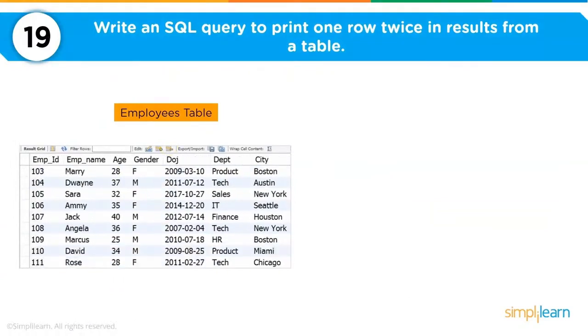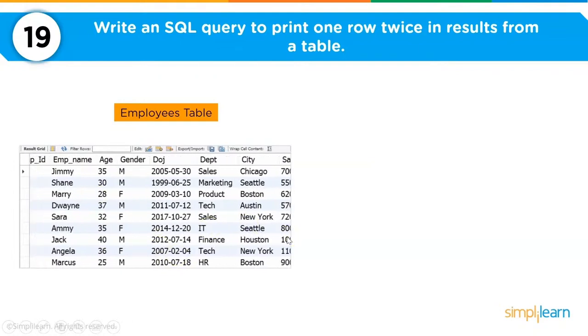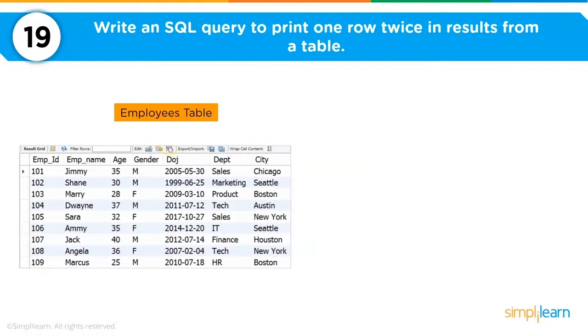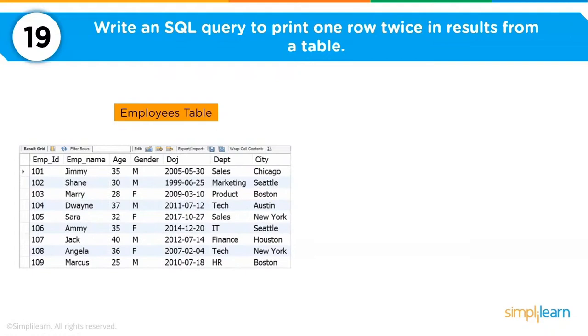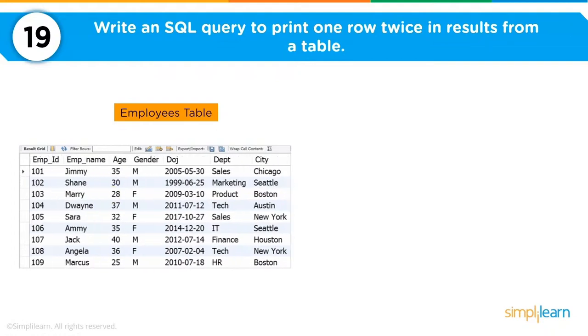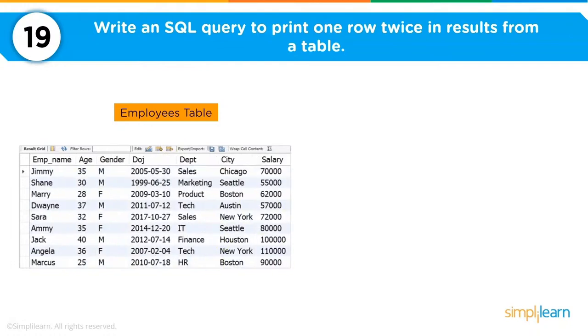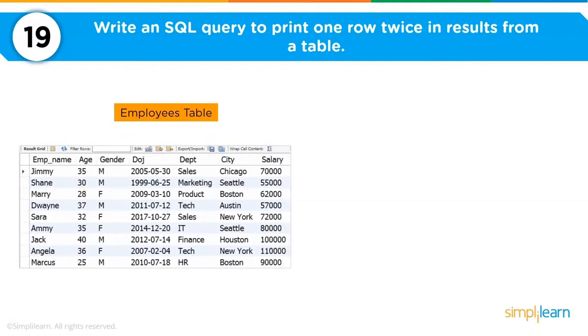So the question is to write an SQL query to print one row twice in results from a table. So I have a table here called employees and I want to print one row twice in the results. To solve such kind of problems, you need to use the UNION ALL operator in SQL. So UNION ALL combines the result sets of two or more select statements. It does not remove duplicate rows. Between the various select statements, all the rows are returned.